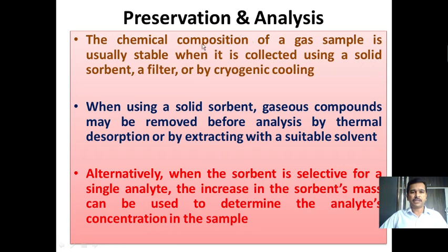Once the gaseous sample is collected, the preservation and analysis are the next steps. The chemical composition of a gaseous sample is usually stable when it is collected using a solid sorbent, because the component present in the gaseous sample has been made to adsorb over the sorbent, or it has been collected by the filtration process, or it has been collected by cryogenic cooling.